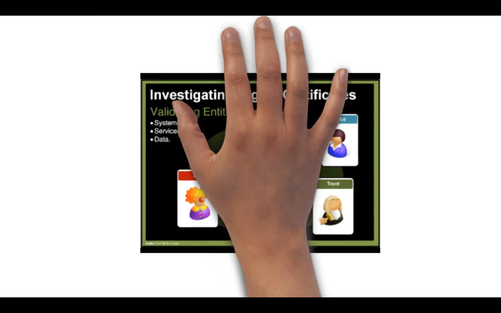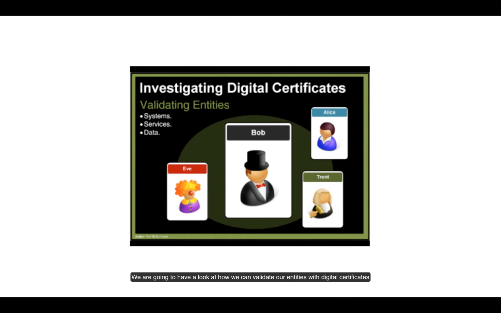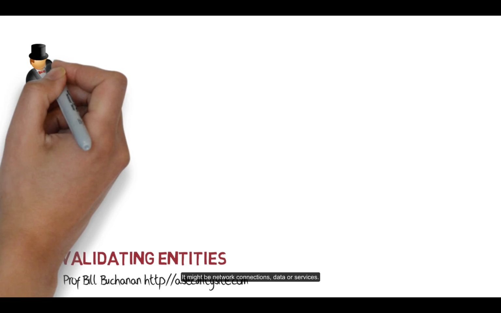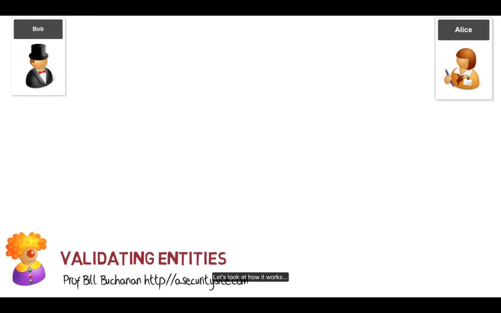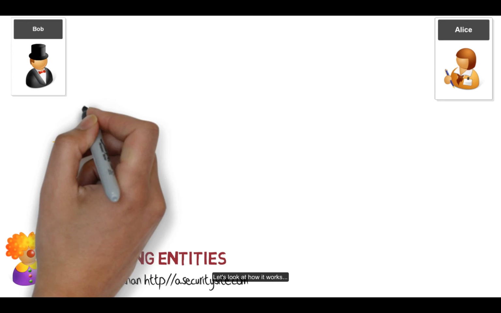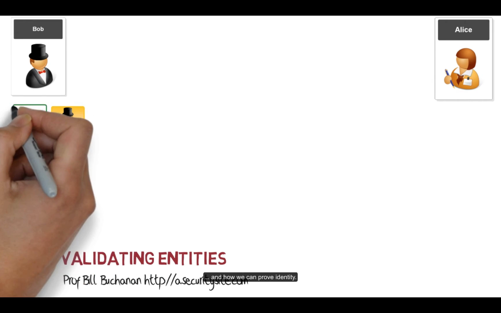Right, so we're going to have a look at how we can validate our entities. Digital certificates are really focused on validating the entities that we have. There might be network connections, it could be data, or it could be services. We'll show you how it really works, how we can create secure connections and how we can prove identity.